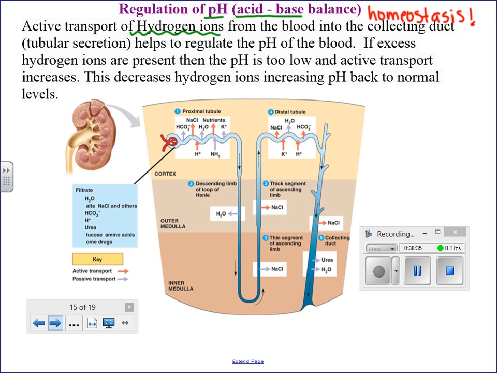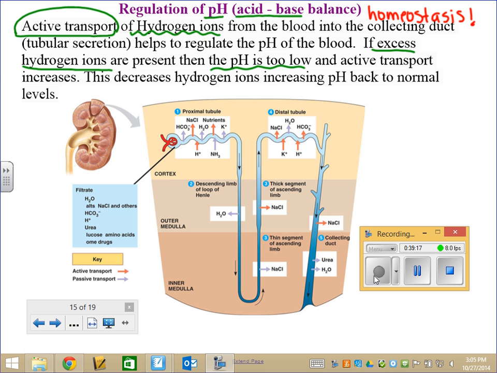So I already showed you earlier that hydrogen ions are actively transported from the blood into your nephron. It's called tubular secretion. The key is, if there is excess hydrogen, then the pH is too low. And if that's the case, then your body performs active transport to bring the pH back to normal. So I'll just pause here.